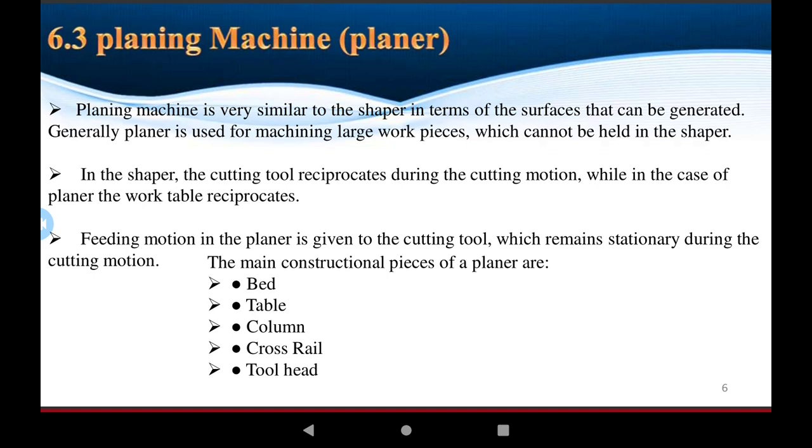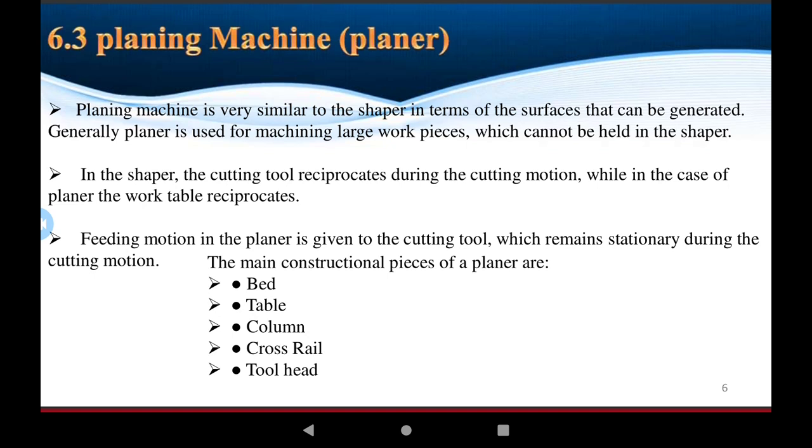The tool holder also consists of the ram. The ram has a sliding motion. In the planer, it is the table that reciprocates. In this operation, the workpiece moves with the help of the table, and the tool is fixed in this machine.